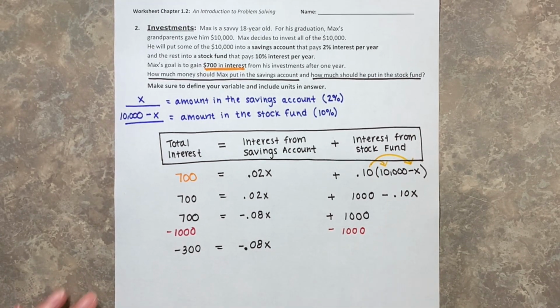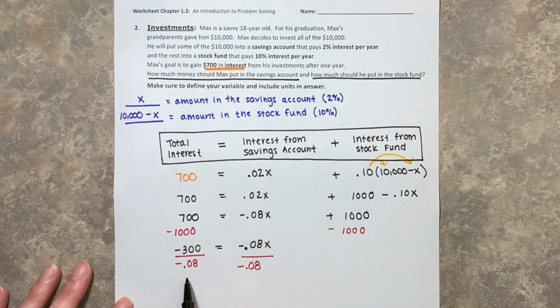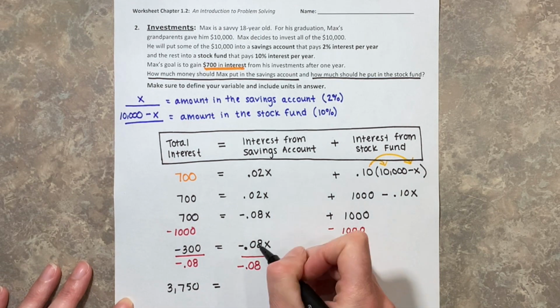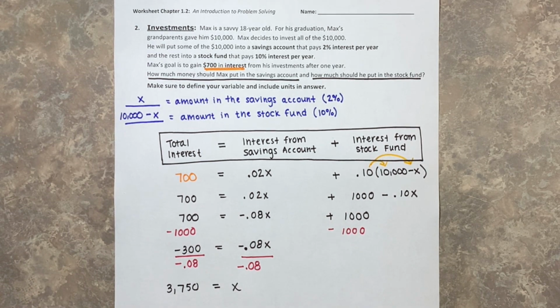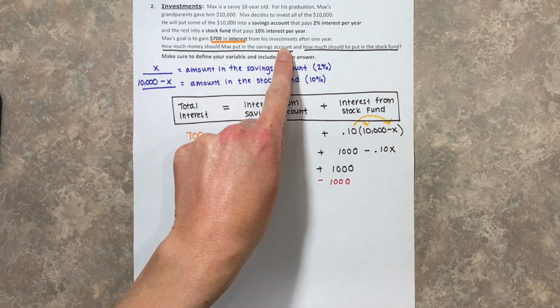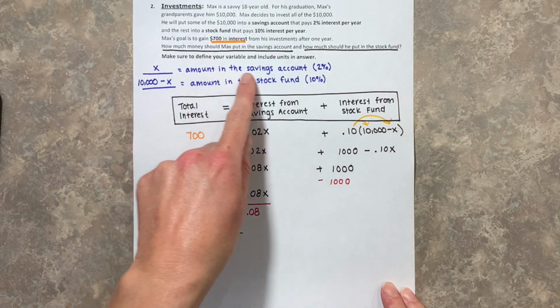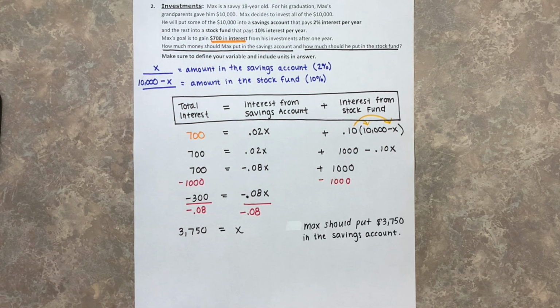Now to isolate x, let's divide by negative 0.08, and then we divide this side by negative 0.08. Negative 300 divided by negative 0.08 gives us 3,750 is equal to, these negative 0.08s cancel, and we're just left with x. Now again, with word problems, make sure at the end you've answered the question. The question asked, how much money should Max put in the savings account? Well, let's see. X represents the amount in the savings account. So we've found X. So we can start by saying Max should put $3,750 into the savings account.